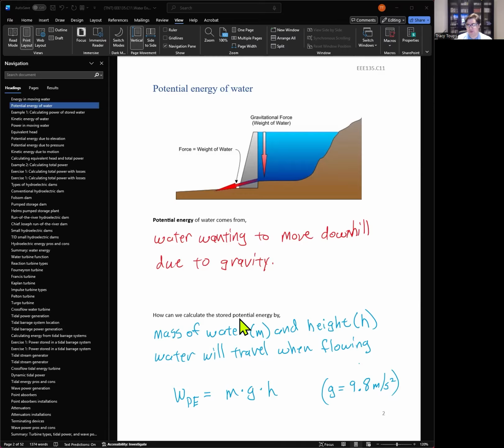How can we calculate the stored potential energy of water? Well, very classic physics, you could take the mass of the water and the height that it will potentially move, and then multiply that by gravity. So potential energy is going to be equal to the mass of the water times the gravity times the height in meters of how much it'll flow downhill.